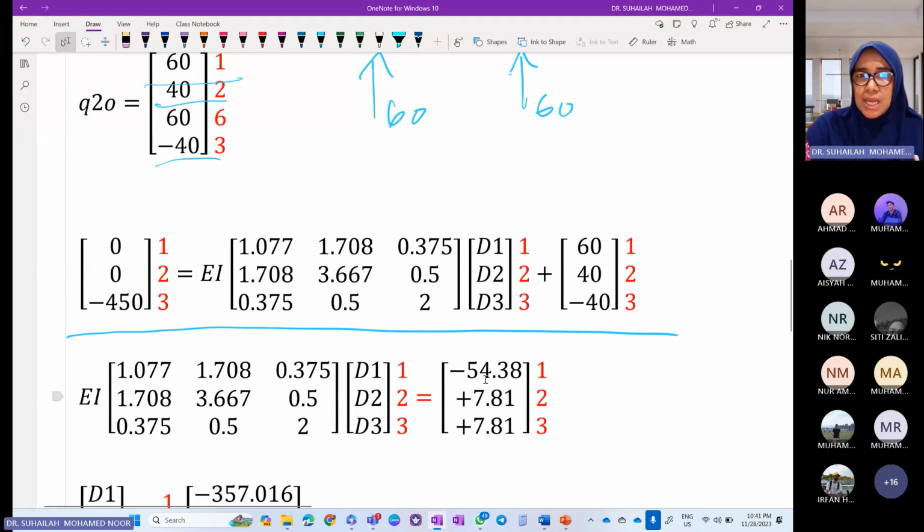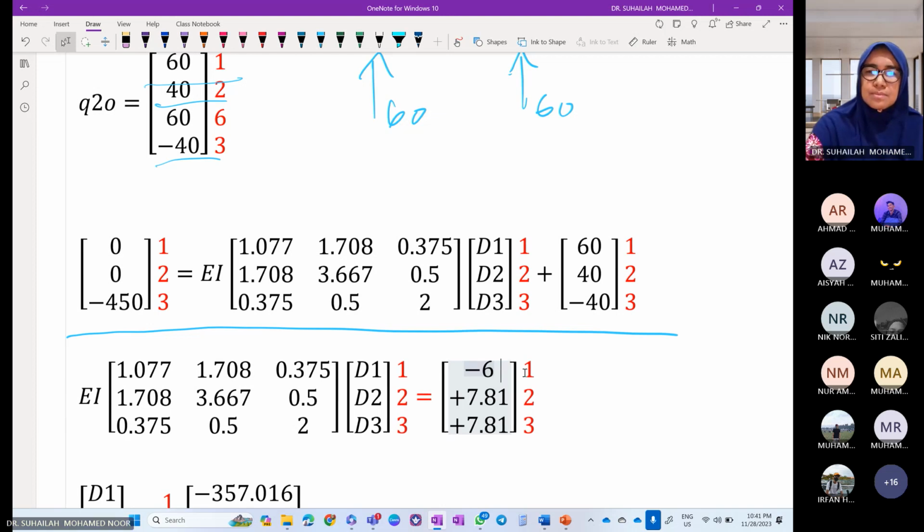D1, D2, D3. Okay. It is negative. So bring to the other side. 0 minus 60. Negative 60. And then negative 40. Negative 40, negative 450 plus 40. So we get negative 450, we get negative 410.